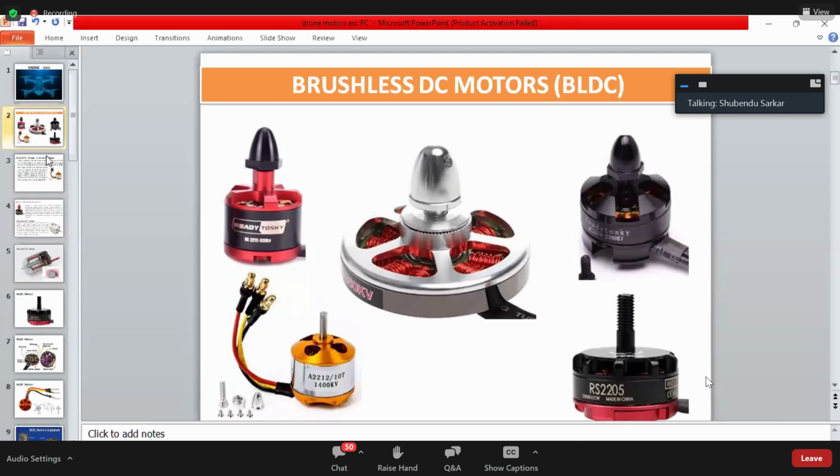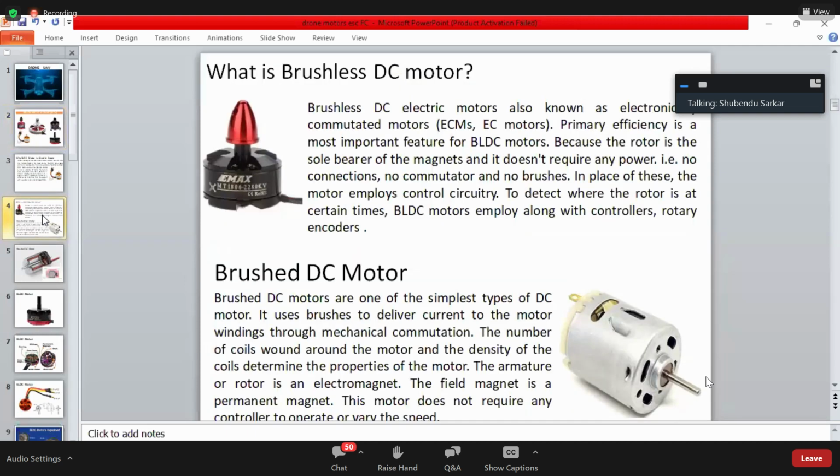Most welcome. So let's begin with it. Right now we are going to learn about the BLDC. Before we start the BLDC, we have to understand the brush motor first. That is the point. What is a brush motor? So let me switch you to the brush motor slide.